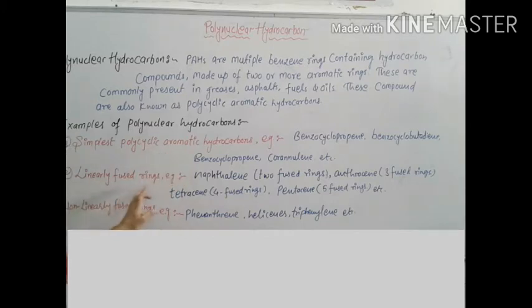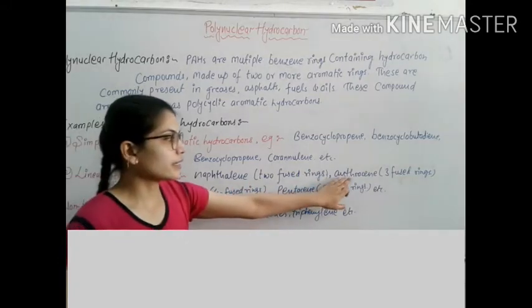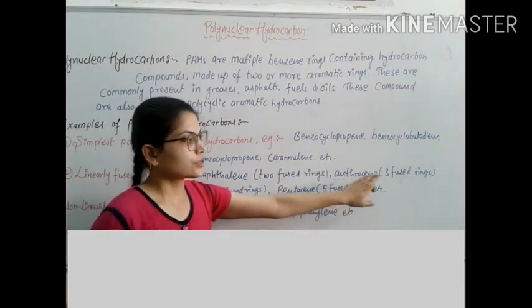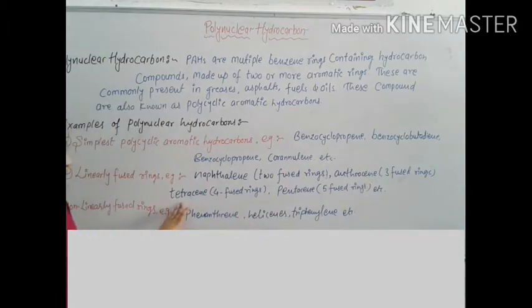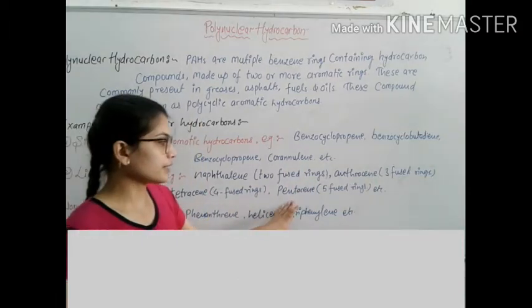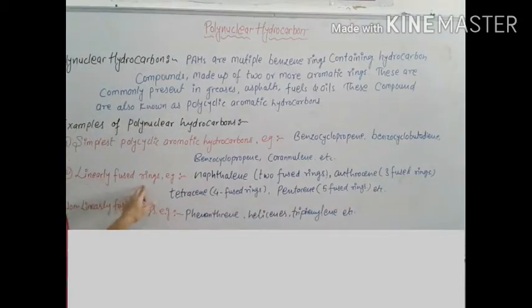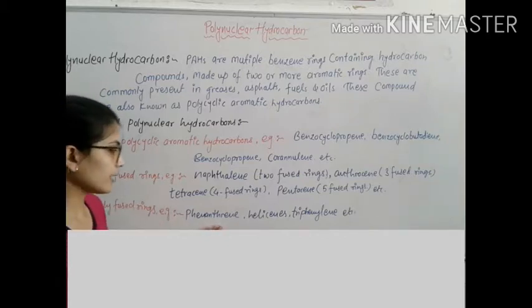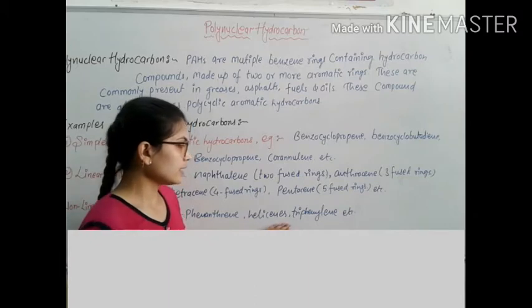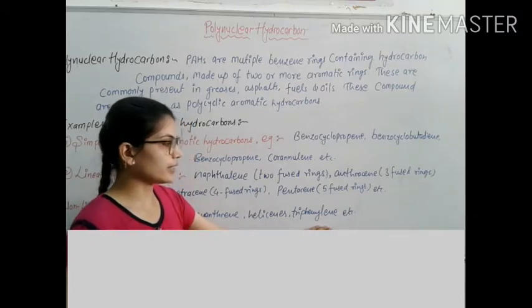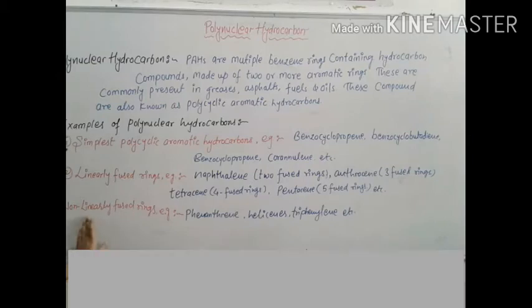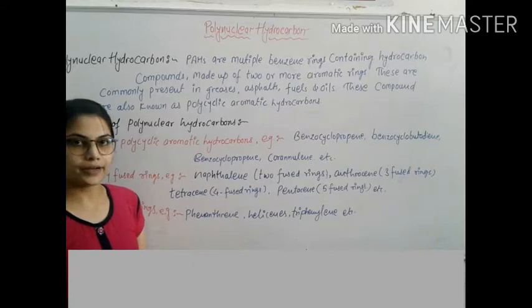Second is linear fused ring. Examples are naphthalene, a 2 fused ring, and anthracene, a 3 fused ring, and tetracene, a 4 fused ring, and pentacene, a 5 fused ring. All are examples of linear fused ring. Third is non-linear fused ring. Examples are phenanthrene, helicene and triphenylene, etc. All are examples of non-linear fused ring. They are the examples of polynuclear hydrocarbon.